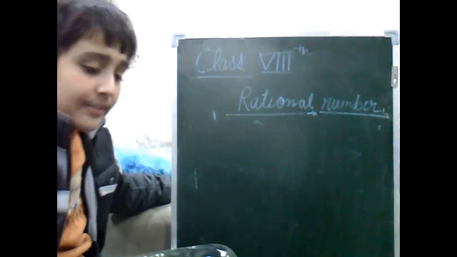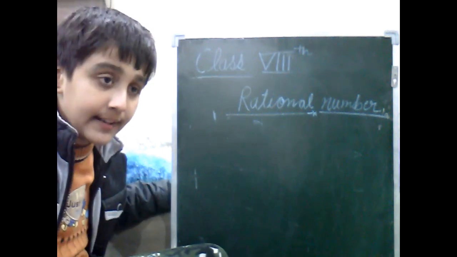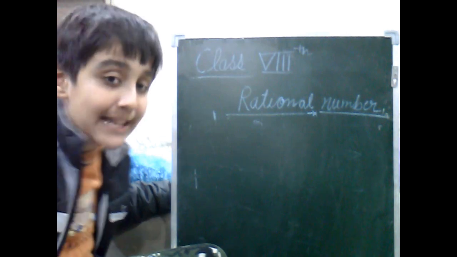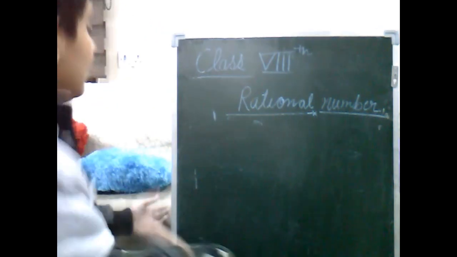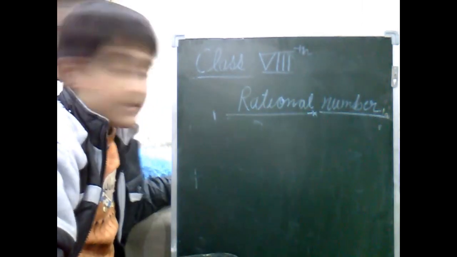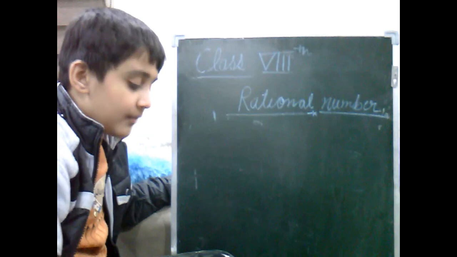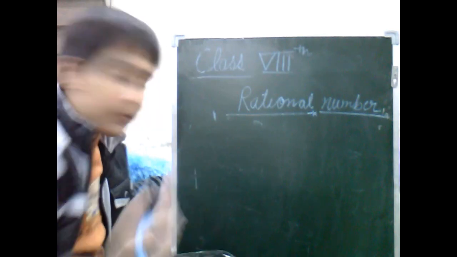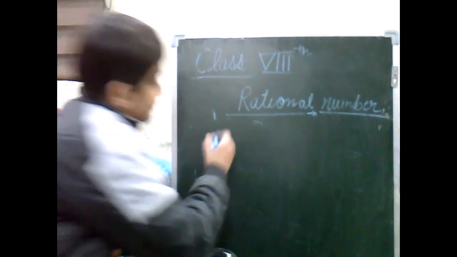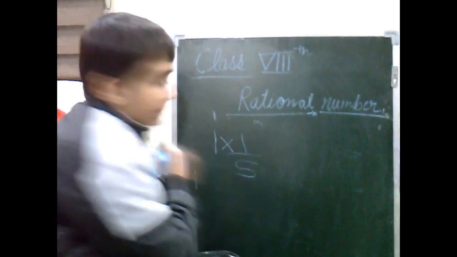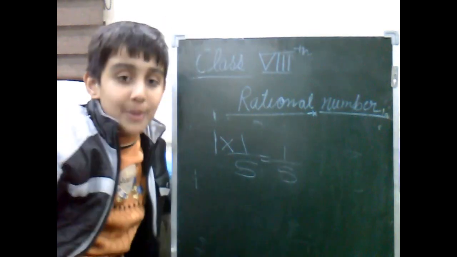Okay. Now let's jump into another property, or we can say an identity, and that is multiplicative identity. What is multiplicative identity? Multiplicative identity is the one whose product, when it is multiplied, gives the same number. Let me give you one example. 1 into 1 upon 5. What is 1 into 1 upon 5? It is of course the same number, 1 upon 5.